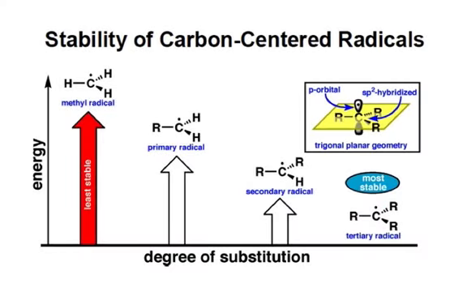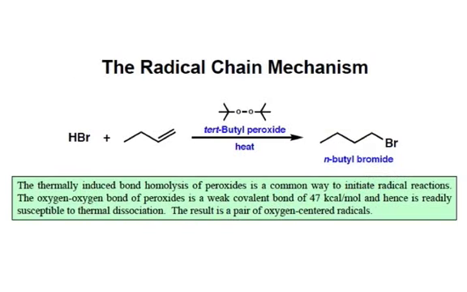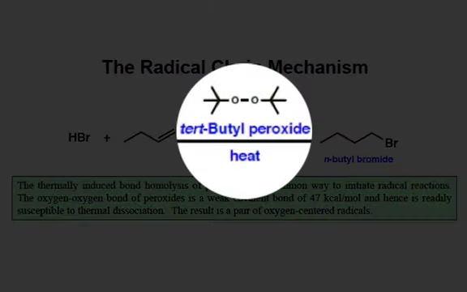If radical stability follows the same trend as carbocation stability, why then do we see addition of our bromine atom to our least substituted carbon atom? In order to understand this, we must take a look at the mechanism for radical addition. And first and foremost, we will use peroxides such as tert-butyl peroxide to begin our radical mechanism, and that is because the oxygen-to-oxygen bond is relatively weak and susceptible to thermal dissociation.